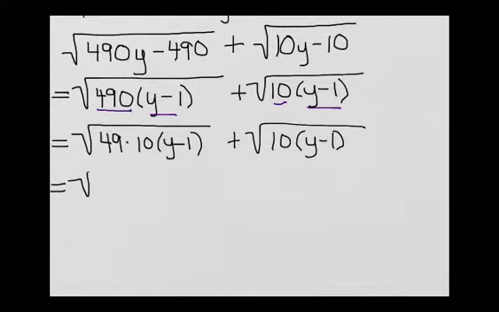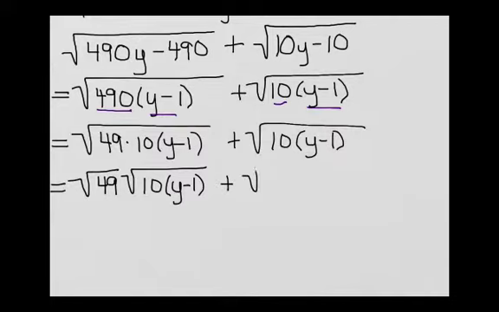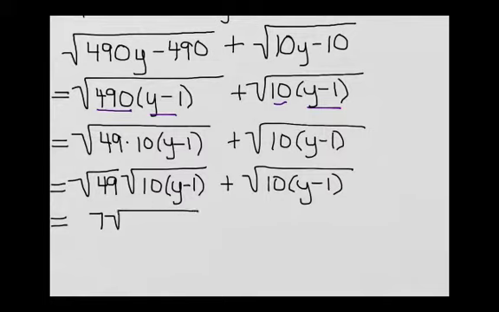We can then break this up into two square roots, the square root of 49 and the square root of 10 times y minus 1, plus the square root of 10 times y minus 1, and the square root of 49 is 7. So we end up with 7 times the square root of 10 times y minus 1 plus the square root of 10 times y minus 1.